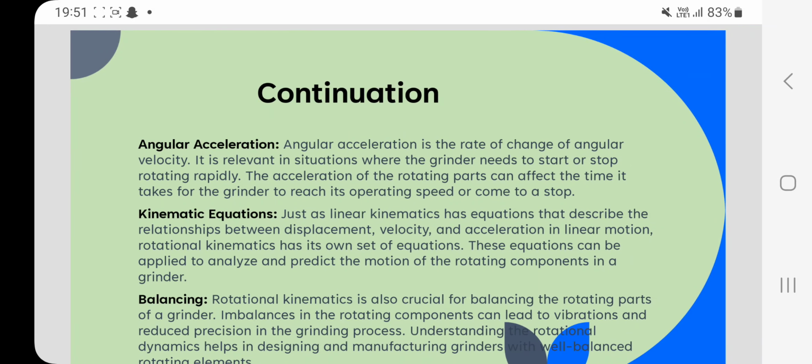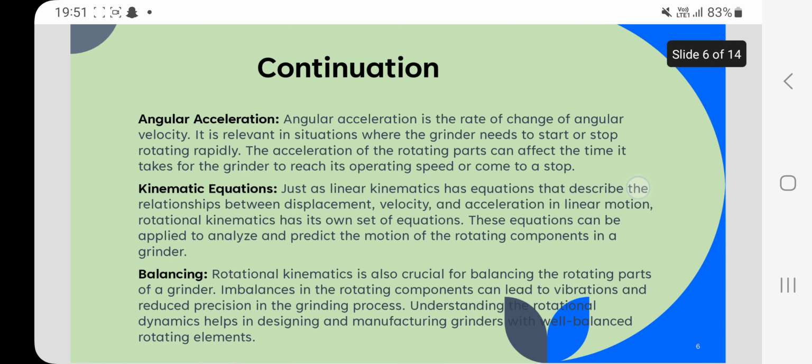Angular acceleration. Angular acceleration is the rate of change of angular velocity. It is relevant in situations where the grinder needs to start or stop rotating rapidly. The acceleration of the rotating parts can affect the time it takes for the grinder to reach its operating speed or come to a stop.